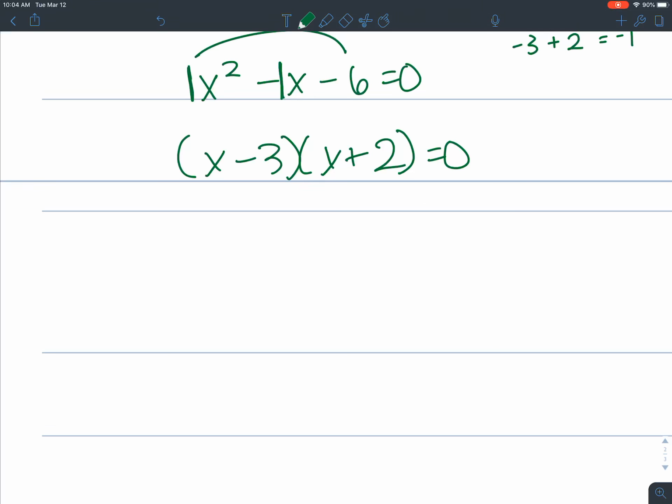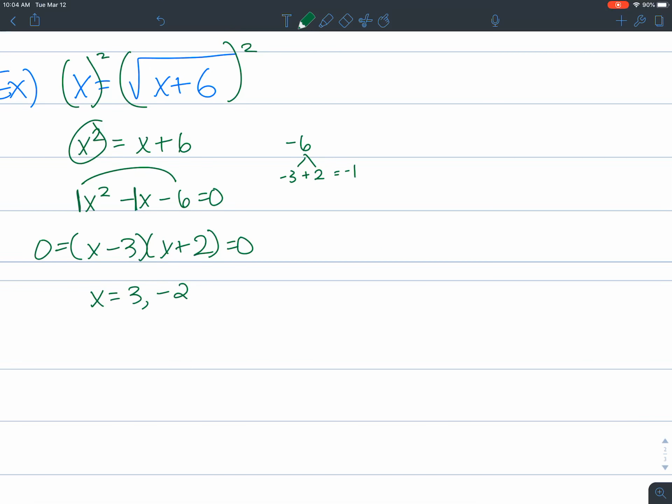Okay, so then we can solve for each of them, set them both equal to 0, and we get x is 3 and x is negative 2. But we still need to check and see which ones work. So we have 3 equals the square root. If I plug in 3, then I get square root of 9. Yeah, that works. Okay, so that's an answer.